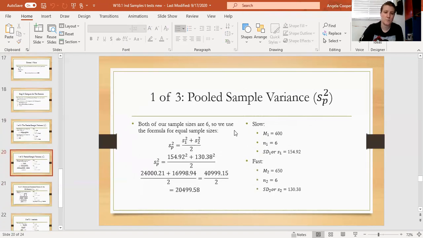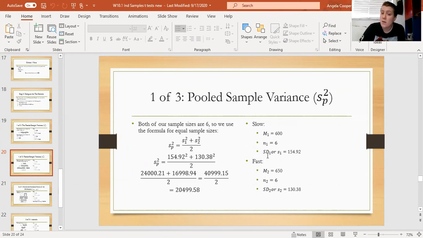So here we go. We're using the pooled sample variance formula for the equal sample sizes. Now I have it written out here. So we are going to take the variance of group 1 and add it to the variance of group 2 and divide that by 2. Because keep in mind that S squared, that's referring to variance. Now the 1 and the 2's on the bottom again refer to the group number. But this S squared, variance.